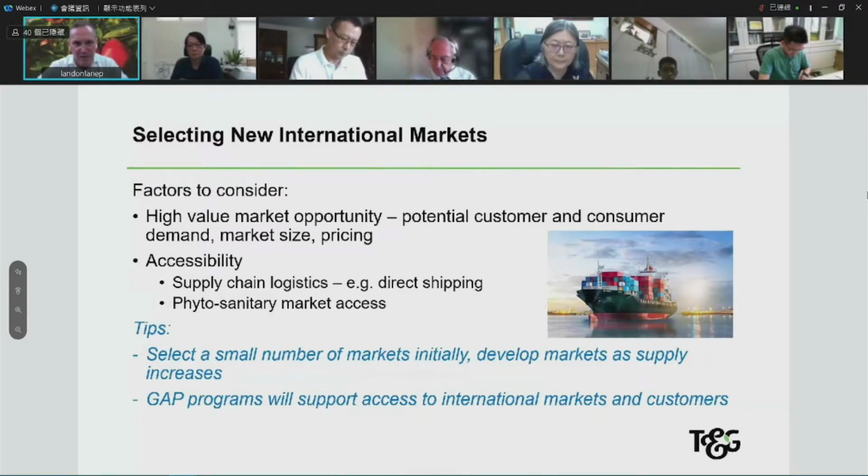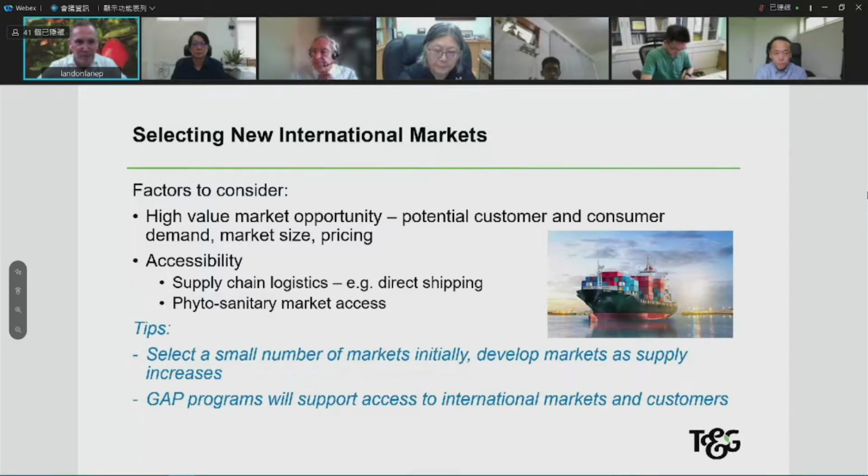A second aspect of accessibility is, of course, whether government-to-government arrangements exist for plant health, phytosanitary market access. With fresh fruit, it depends a lot on the plant health status in both countries and whether the two governments have reached agreement on the terms and conditions for access. So those are the two most important things to consider in choosing an international market to expand to. I have a couple of suggestions at the bottom there in blue, tips or suggestions.